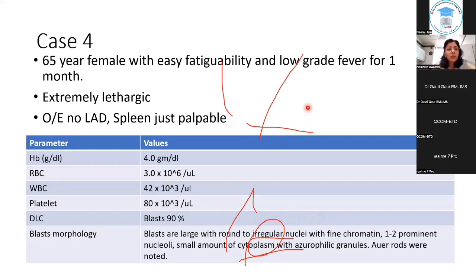Okay, case number 4. This is a 65-year-old female with easy fatigability and low-grade fever for a month. She has been extremely lethargic. On examination, there is no lymphadenopathy and the spleen was palpable. She has severe anemia.